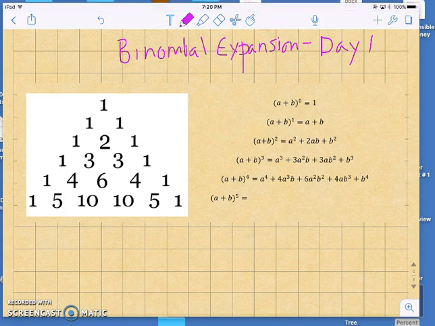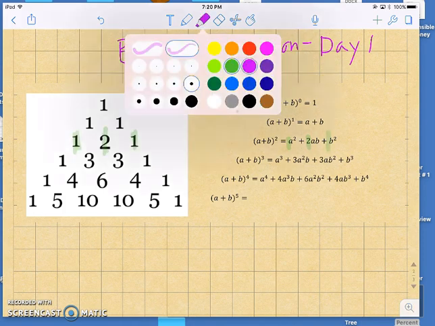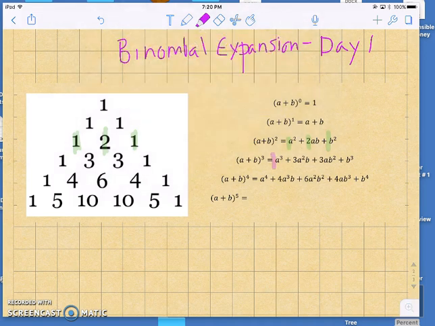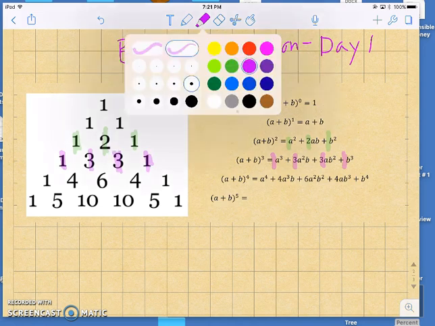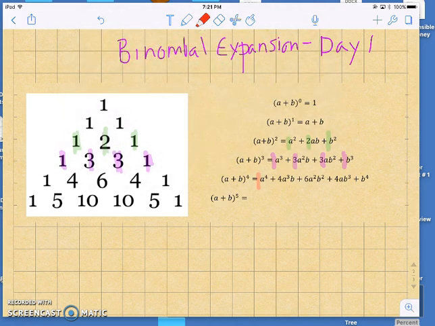So hopefully you noticed we have to the first power. Some of you may have noticed these coefficients, 1, 2, 1. You may have noticed this next one, we got 1, 3, 3, 1. You may notice here we got 1, 4, 6, 4, 1.